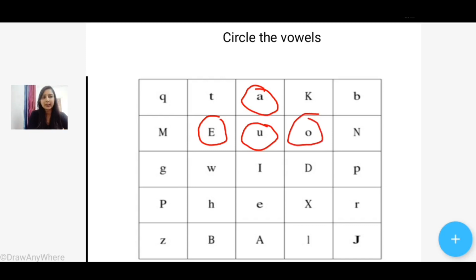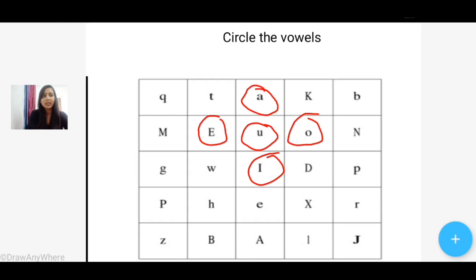N doesn't come in A-E-I-O-U, so it is not a vowel. It's a consonant. G. It's a consonant. W. Again a consonant. I. A-E-I. Yes, I is a vowel. So we will circle I.